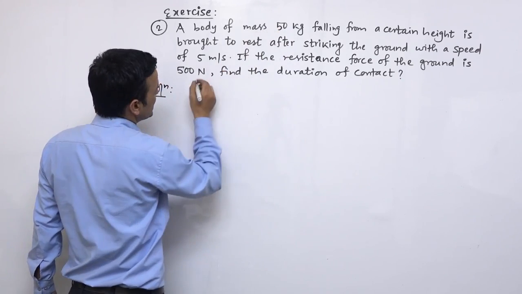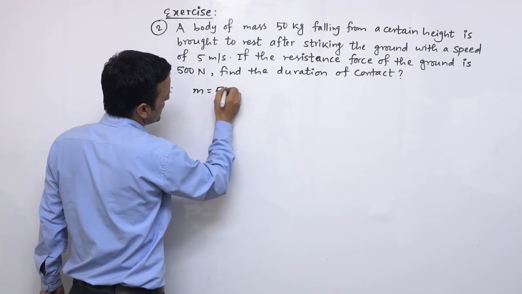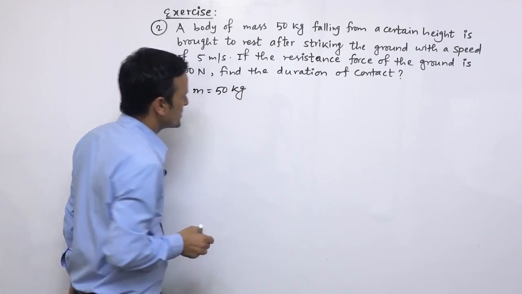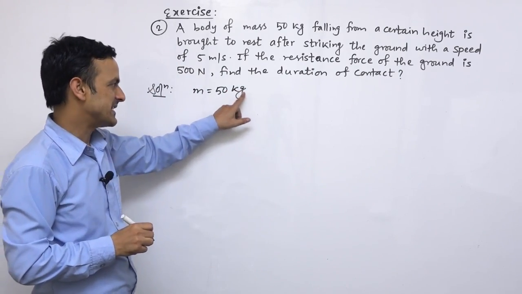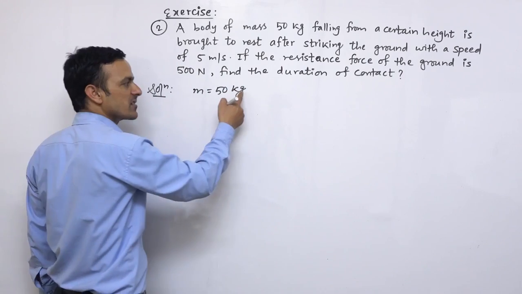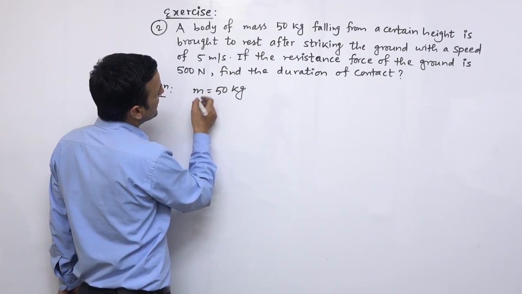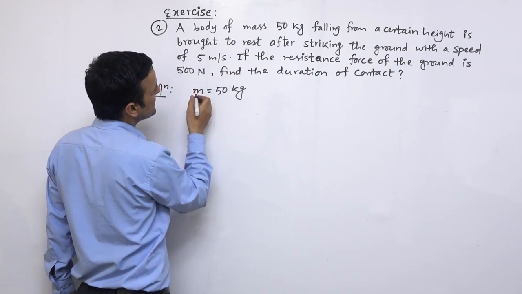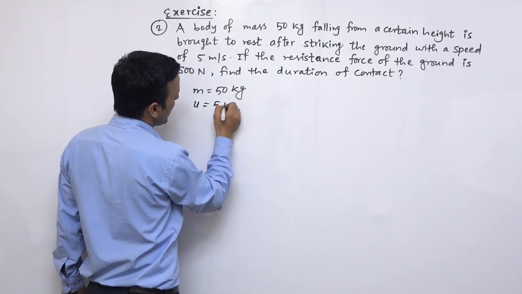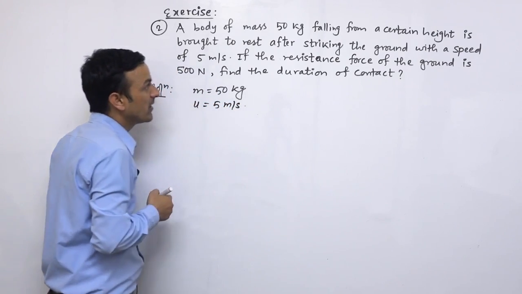So 50 kg, its mass is 50 kg. Its unit is kg, so that's fine. And brought to rest means its velocity u is equal to 5 meters per second, first of all.